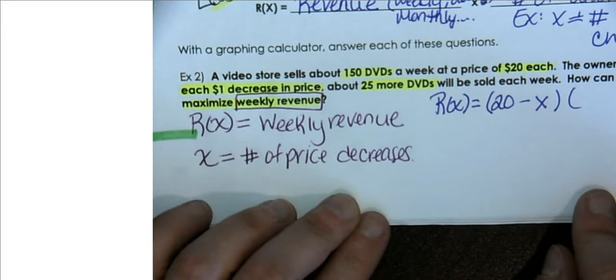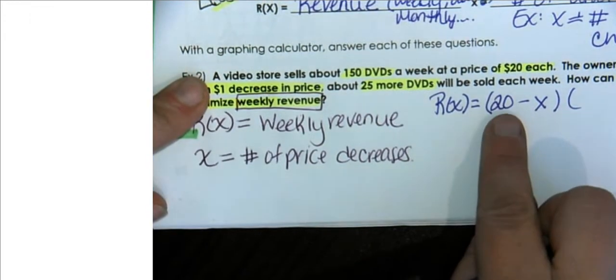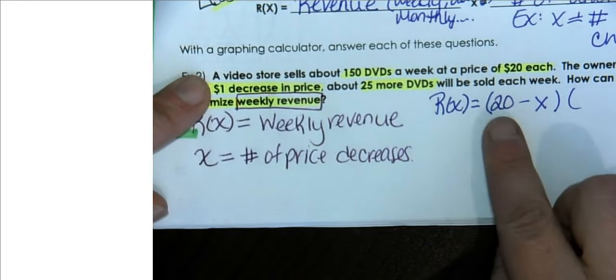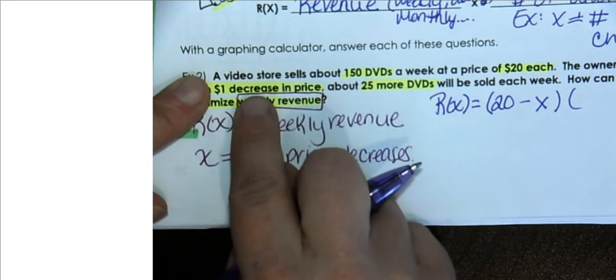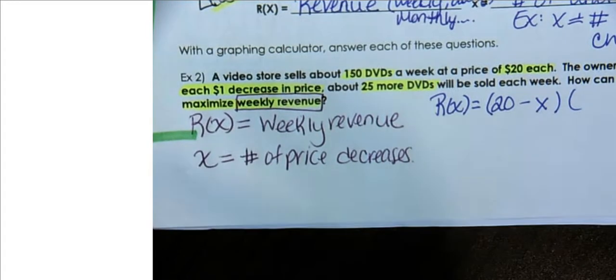If this was decreasing by $2, I would write 20 minus 2x. If it was decreasing by $10, I would write 20 minus 10x. If it was increasing, I would write 20 plus x. So that's how we would deal with our price.